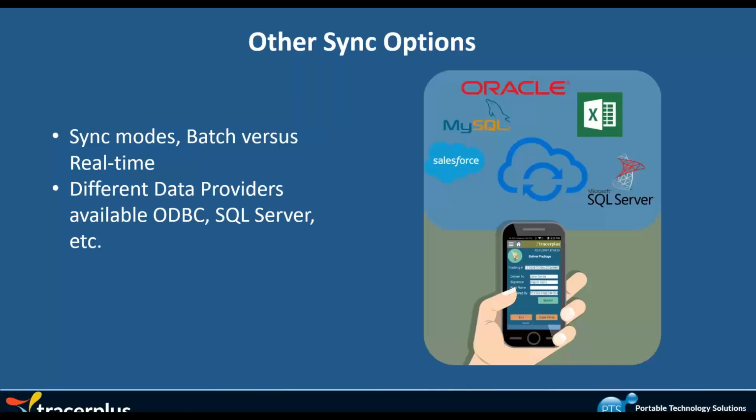What I showed you today, the first thing is the sync modes that are available. I showed you batch syncing, which is moving data from a source to a destination based on pressing a sync button. That is the most common type of setup with TracerPlus Connect. You're getting your data from some other system, putting it into TracerPlus, maybe doing something with it on the handheld, and then moving it back to one of those other systems by downloading that data back to Oracle or wherever it's going.